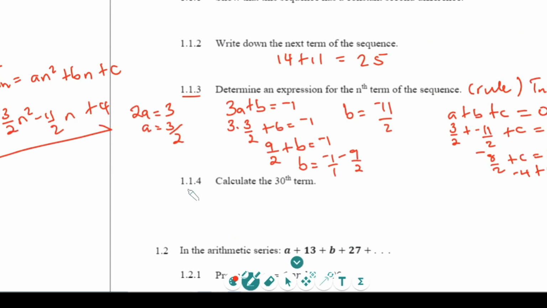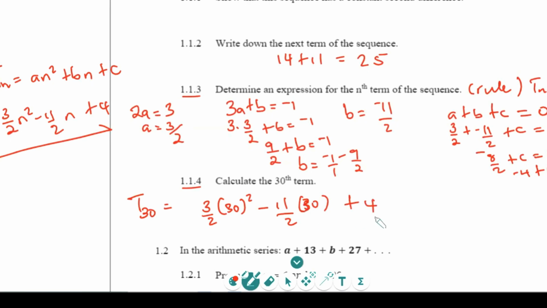And then 1.1.4, they're asking us to calculate the 30th term. So the 30th term is the same as T30 that we need to look for. Remember, from the previous question, we obtained the Tn. So where there is n, we're just going to substitute the 30. So that's going to be 3 over 2 times 30 squared minus 11 over 2 times the 30, and then plus 4.